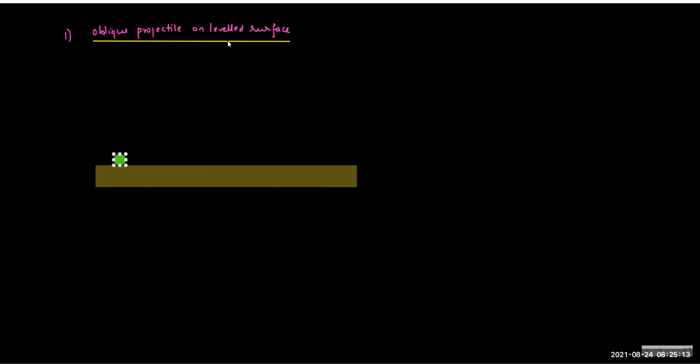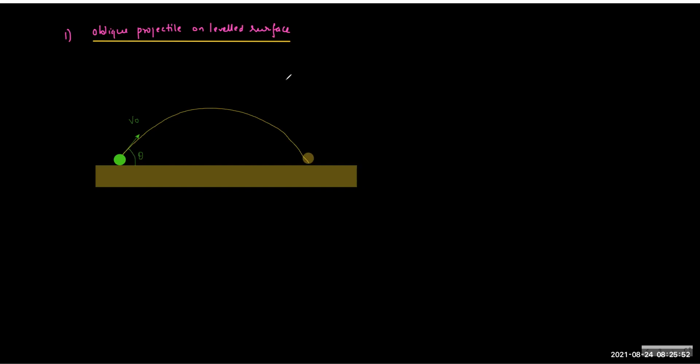which you throw at some angle. So when you throw something, then it will have some initial velocity. Let's call it V0. And it will have some angle of projection. Let's call it theta. So its subsequent motion will be something like this. We always take the case just after leaving the ground and just before hitting the ground.